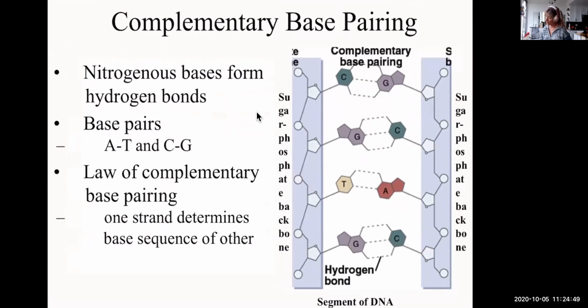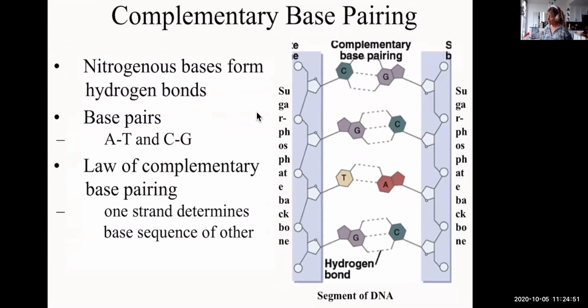So here's some complementary base pairing. Nitrogenous bases forming hydrogen bonds, base pairs ATCG. It's called the law of complementary base pairing, which is interesting because it makes it quite easy to replicate. All you need is one string, and you can just make another one based on complementary base pairing.